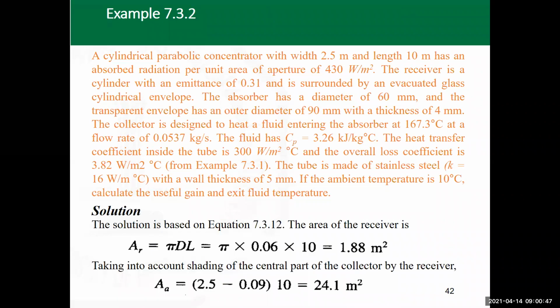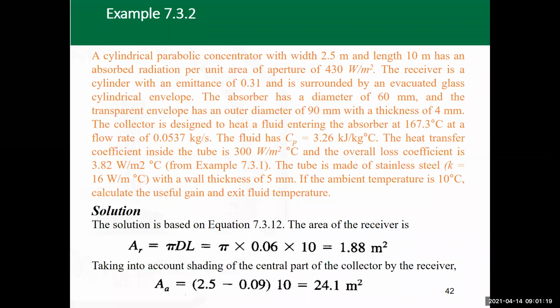Area of the receiver is pi D L. The receiver is 0.06 in diameter, so its area is basically pi into 0.06 outer diameter into the length of the pipe, so 1.88 meters squared. The shading is going to be considered, and we said A_A is the net or the unshaded surface area.